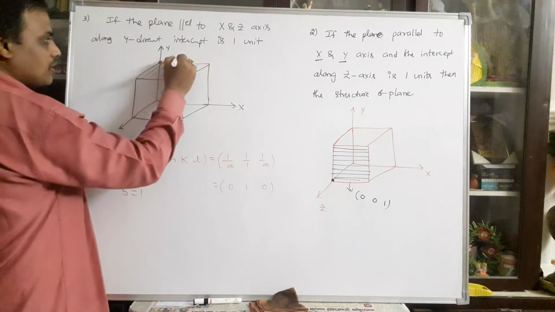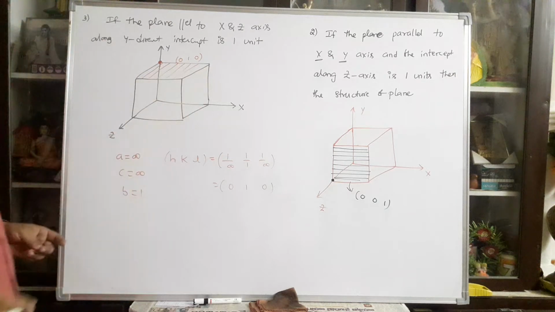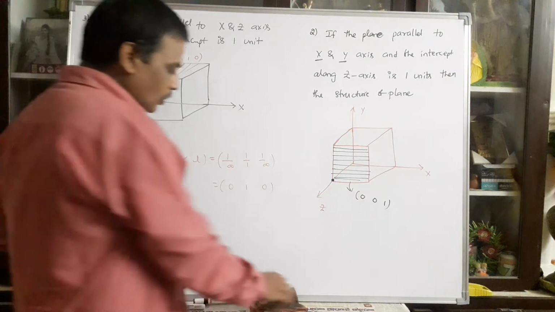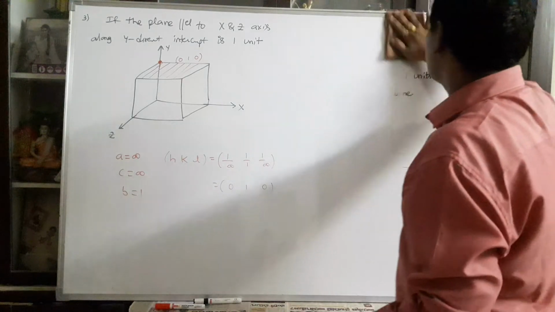This plane is, what is the plane? That 1, 0, 0 plane. This plane is parallel to both x and y direction. So in this similar way, you can draw any lattice plane based on Miller indices.